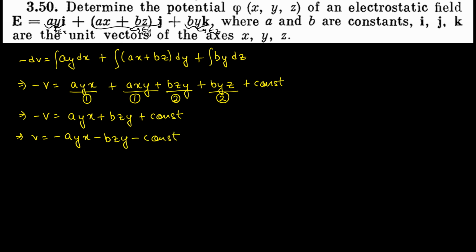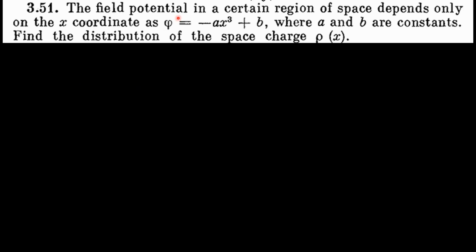So whenever you have integration or partial integration, if you find the same type of variable, write them only once instead of adding them. Same type of variable should be written only once. That is the main concept here. Now in this question the potential is given by minus ax cube plus b. We have to find out the charge distribution. So how do we approach this kind of problem? The first intuition is we have to find out the electric field.